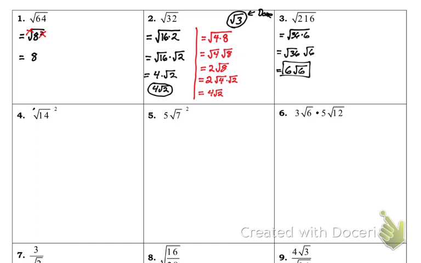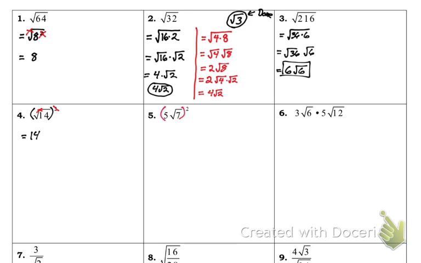All right, our next one. What happens if I square a square root? They cancel out. So if I have square root of 14 squared, it just equals 14. They just legit cancel each other out. They're opposites of each other. Multiplication, division. Square roots, squares. You should have a parenthesis around here.